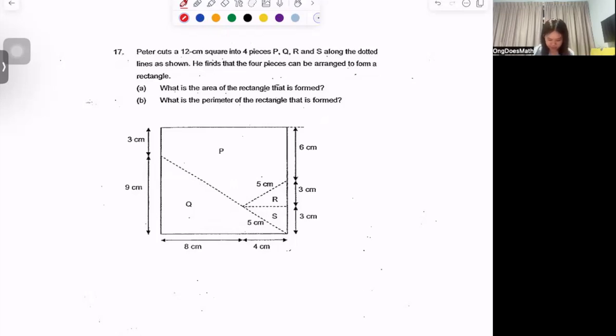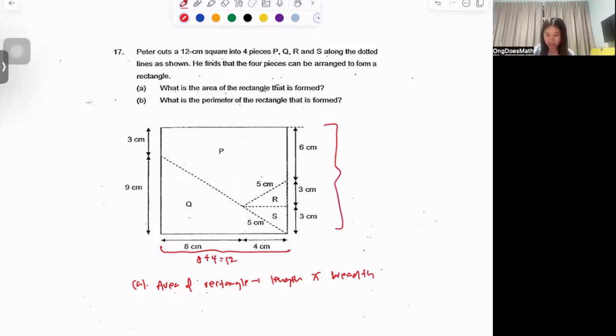Okay, so let's do part A first. Area of rectangle. What's the formula for area of rectangle? It's just length times breadth. Good. So what's the length? The length is here, right? Which is just 8 plus 4, so that gives you 12. And the breadth is just 6 plus 3 plus 3, which gives you 12. So even if you do it on this side, the breadth should give you the same number, which is 9 plus 3, which is also 12. So the length is 12, the breadth is also 12. So length times breadth gives you the area, which is 144 cm squared.